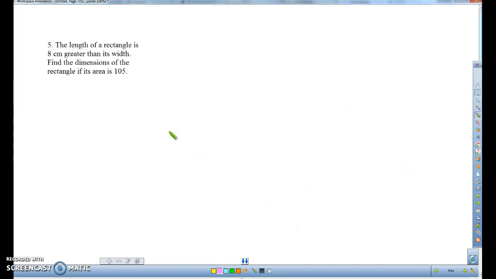There we go. The length of a rectangle. So I'm going to first of all draw a rectangle. Drawing pictures is always a good idea. Okay, so there's my rectangle. And I know that the length is 8 more than its width. So I'm going to call the width x, and the length is x plus 8. This is going to be like what you're going to do for your project, other than you'll make up these dimensions, whereas this problem tells you.